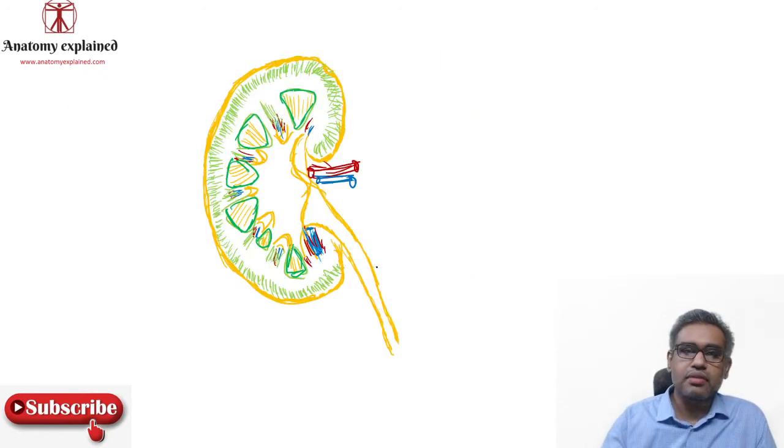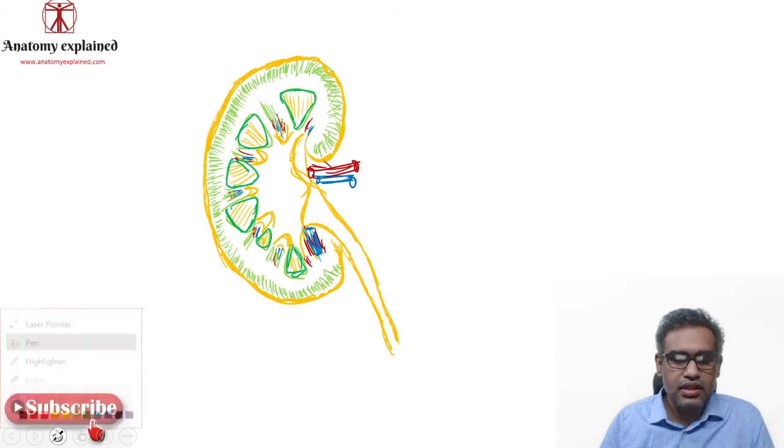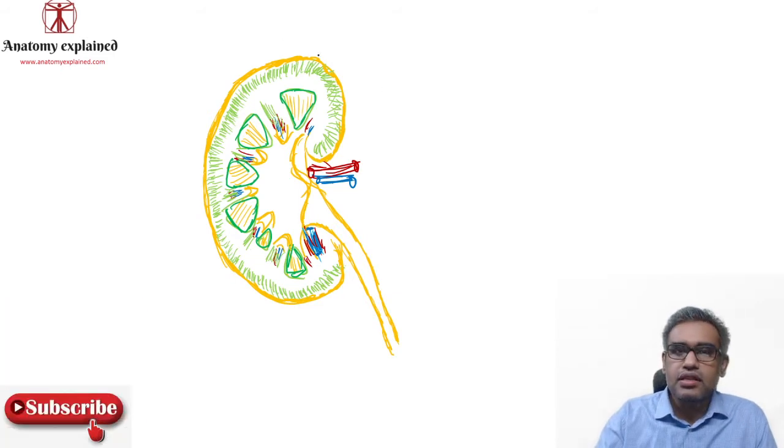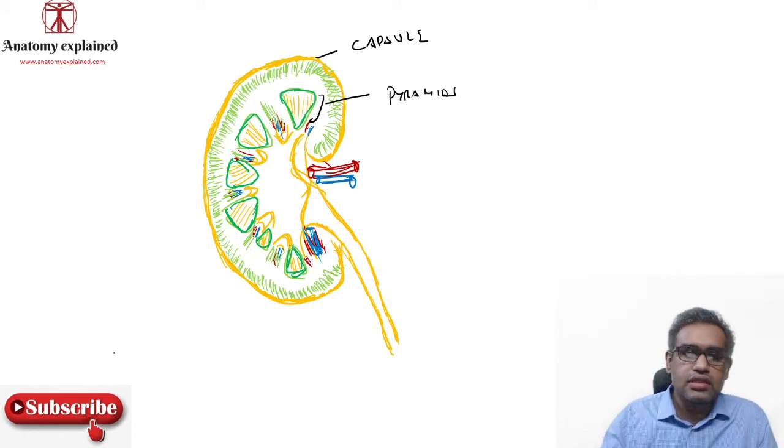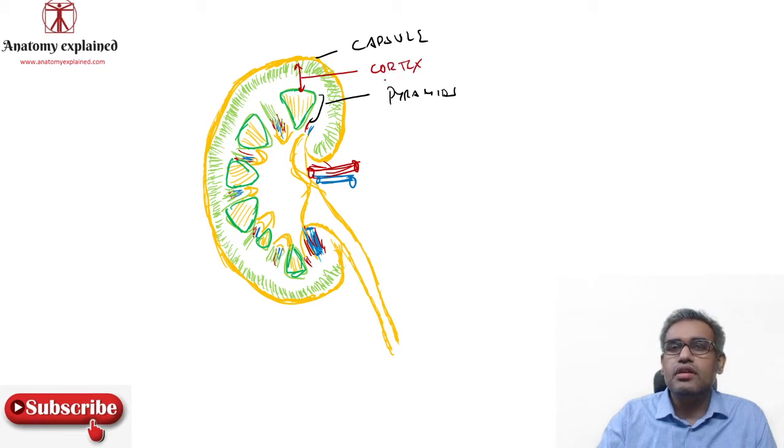Now let's look at an image. This is a basic image made for the kidney. This is the outer part, the capsule of the kidney. These are your conical pyramids, and these are the parts of the medulla. Therefore, the area between the capsule and the base of the pyramid is the cortex of the kidney.